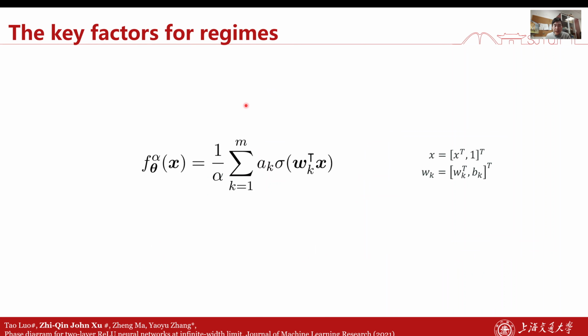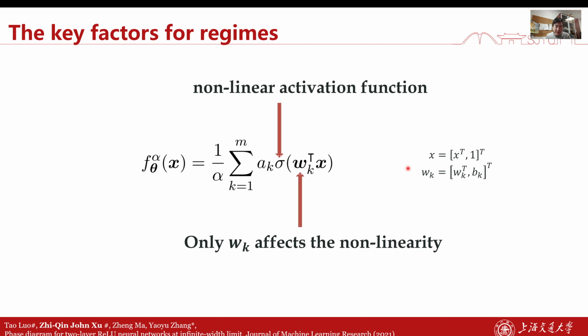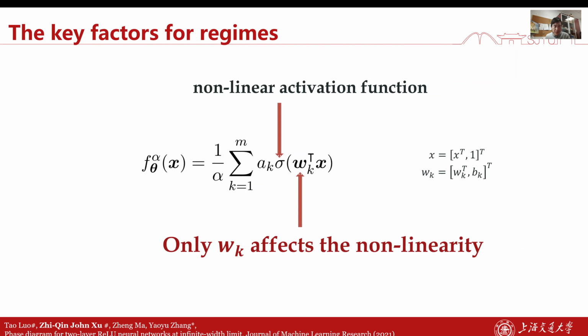The model we study is still a two-layer neural network with ReLU activation function. For such a neural network, the only nonlinearity comes from the nonlinear activation functions. And the weight inside this nonlinear activation function is the only one that can affect the nonlinearity. So we will focus on studying how this parameter can affect the nonlinearity.